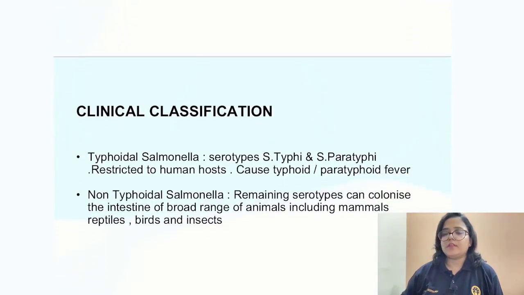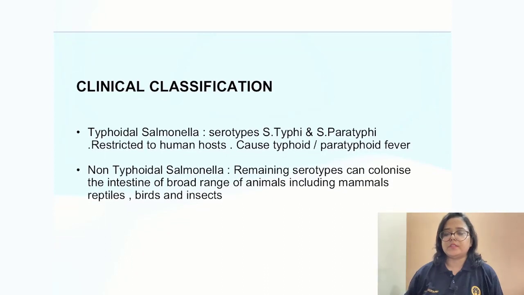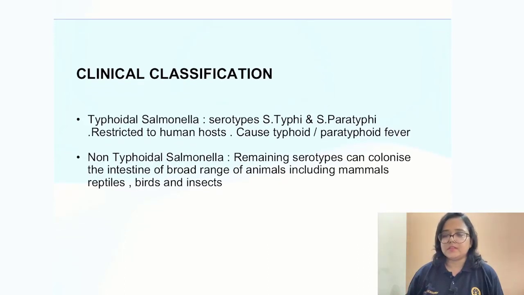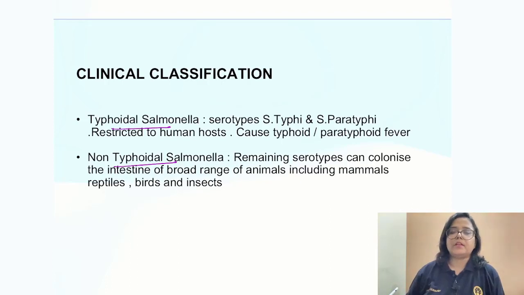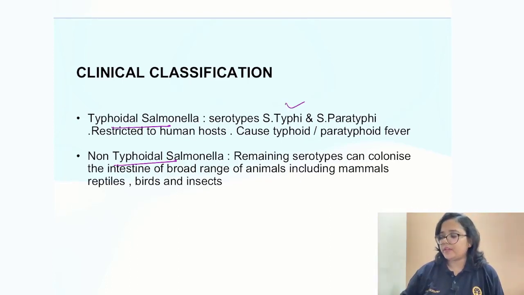So we have different classifications of Salmonella, but the first and the oldest is the clinical classification, based on typhoidal Salmonella and non-typhoidal Salmonella. Typhoidal Salmonella is caused by Salmonella Typhi and Paratyphi, which are restricted to the human host and cause typhoid and paratyphoid fever. Non-typhoidal Salmonella can colonize the intestine of many animals including mammals, reptiles, birds, insects.